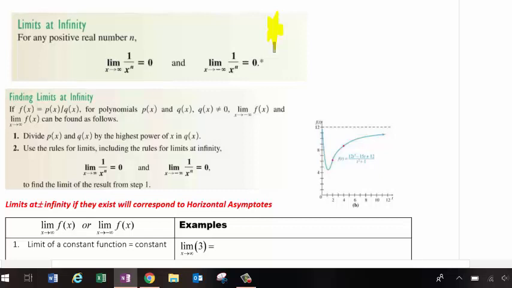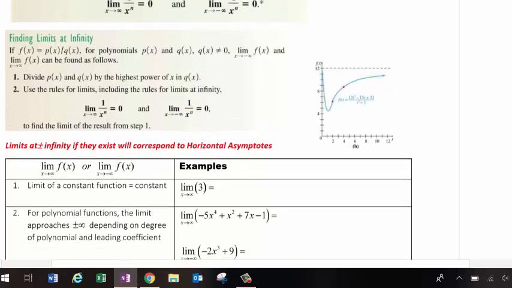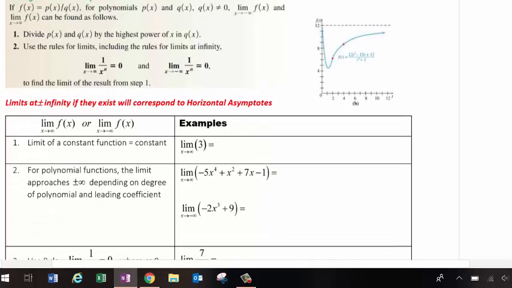Anytime we start off with a fraction in it, we're going to have to simplify to use this. So we're going to look at some rules here. Think about it. If we have a constant function as I go to infinity, which means as I go to the right, it's always the constant, so it's always equal to 3.